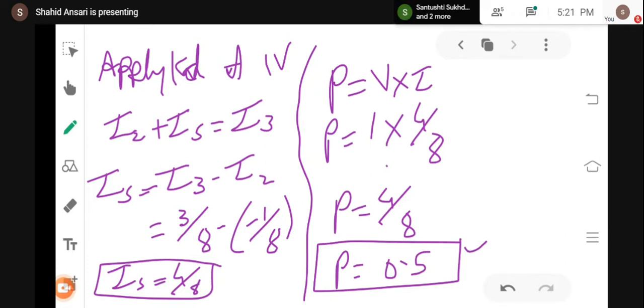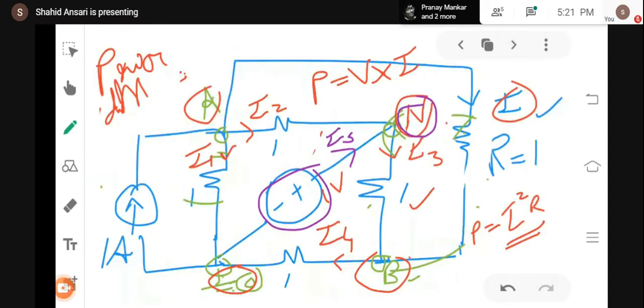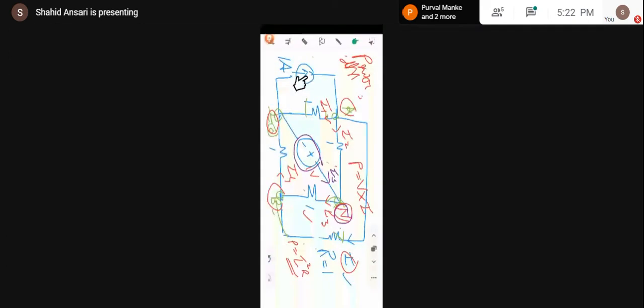0.5. Yes, sir. Now, next we have one more source, which is this one. We need to calculate the power delivered by this particular source also. Then we will add both the delivered powers. This should be the total delivered power of the network. Now, again, the formula for power delivered will be V into I. We know the current. Now, we must find out the voltage across this.